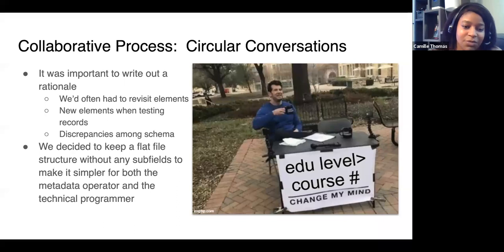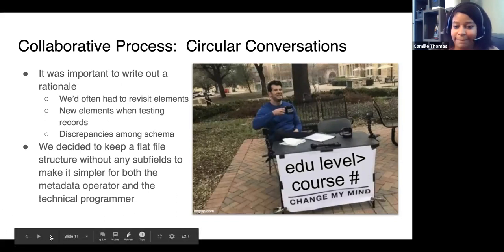And so we decided to keep a flat file structure without subfields. That was a constant discussion as well, whether or not to have subfields for things, to make it simpler for the metadata operator and the technical programmer, to give flexibility, because we do understand that there's still a lot of variation in institution or wherever people are working with OER. And so we felt like the more straightforward it was, the more we could provide direction, but also allow for flexibility. And of course, new things are happening with OER all the time, and so we wanted to make room for anything new that came up as well.